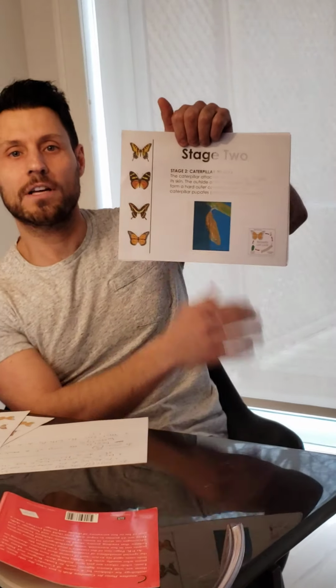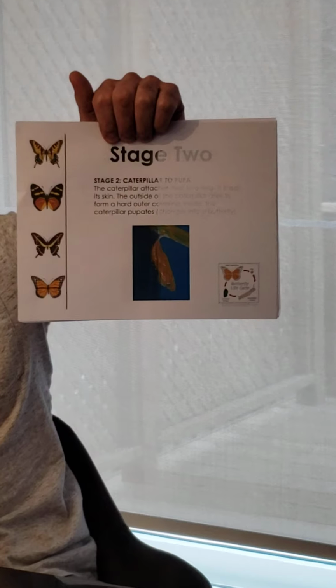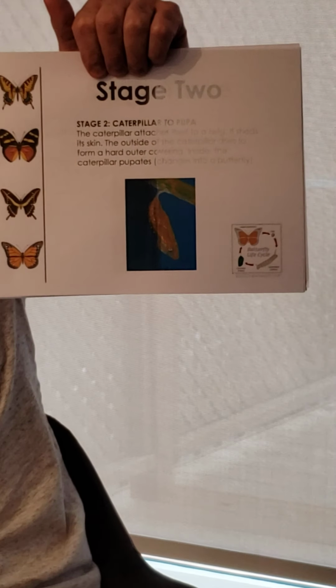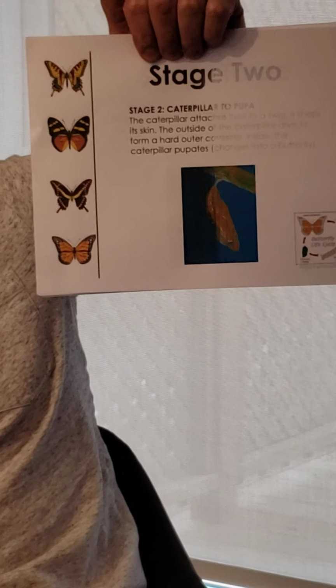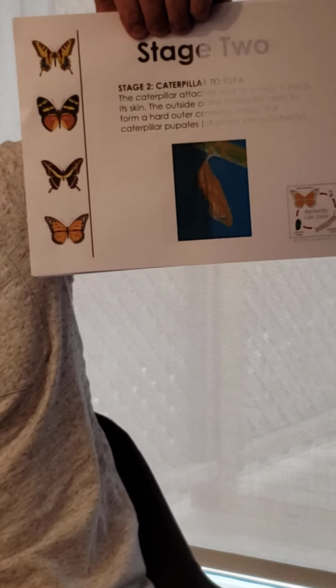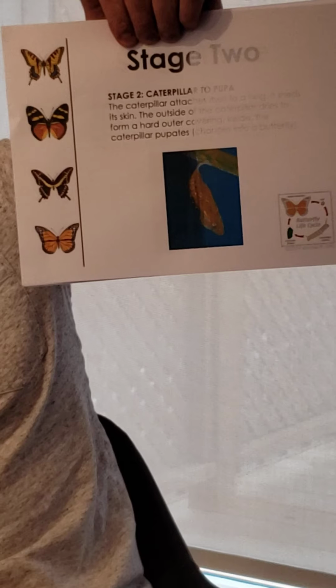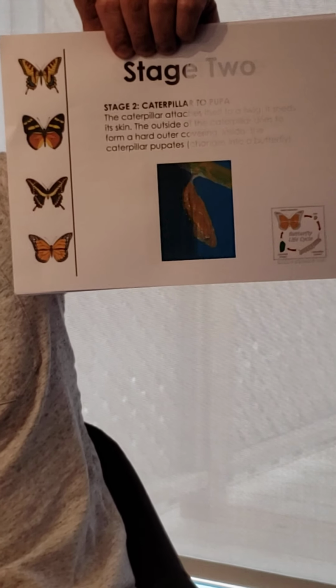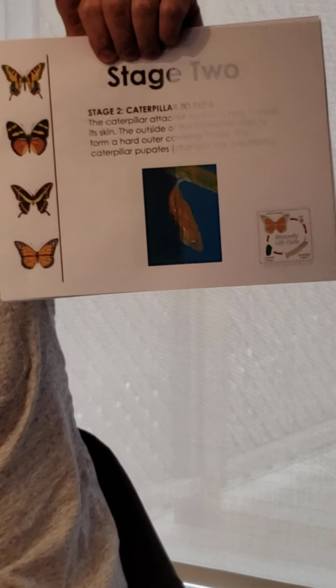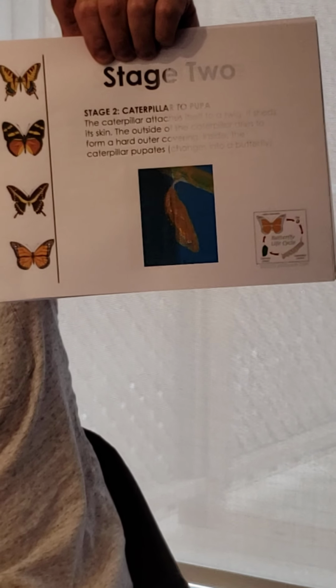And again, I apologize for the print, but I'll do my best to explain it. And again, you can always slow the video down when watching it to get the information. So stage 2 is called the caterpillar to pupa stage. And in this stage, the tiny little caterpillar, after eating and eating, decides to attach itself to a twig where it feels very safe and comfortable.